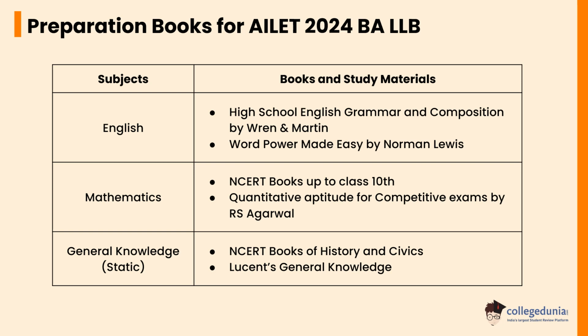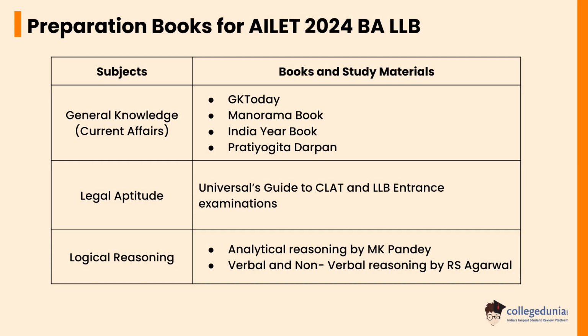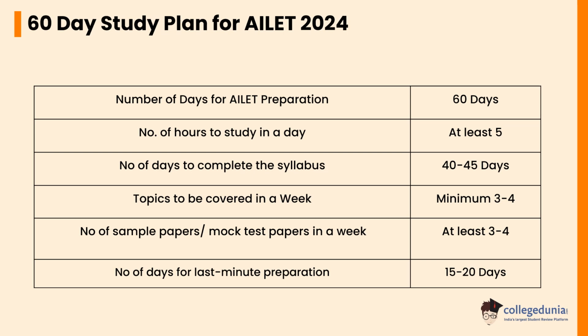Lucent General Knowledge. For General Knowledge Current Affairs, the books are GK Today, Manorama Book, Indian Yearbook, Pratiyogita Darpan. For Legal Aptitude, Universal Guide to CLAT and LLB Entrance Examination. For Logical Reasoning, Analytical Reasoning by M.K. Pandey, Verbal and Non-Verbal Reasoning by R.S. Agrawal. Let's check the 60 days study plan for AILET exam 2024.